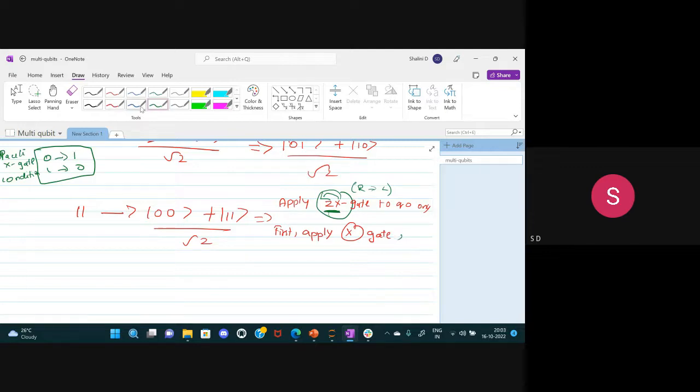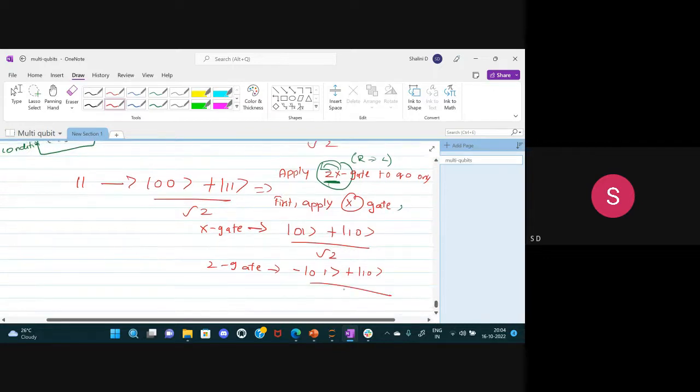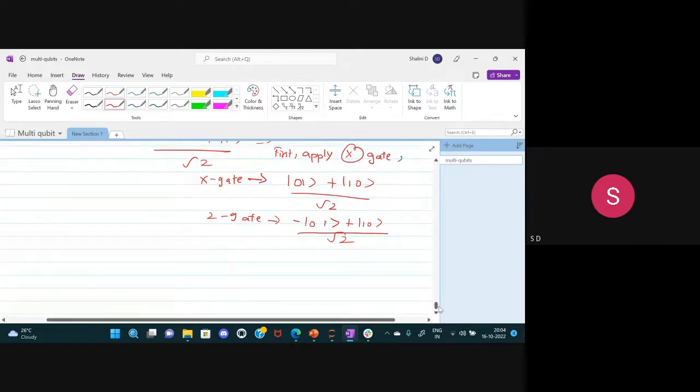So what will you get in this? If you apply the X gate, you will get (01 + 10) divided by root 2, and then you are applying the Z gate. What will you get? Minus 01 plus 10, divided by root 2. Okay, this is what we got.